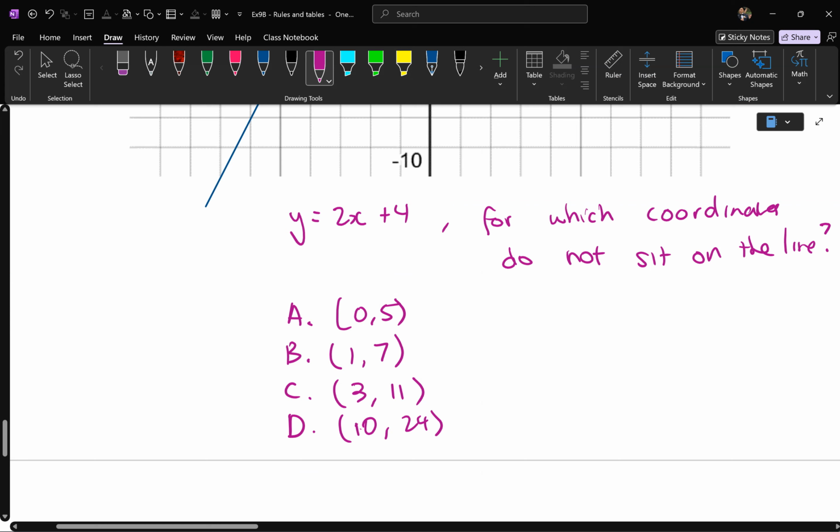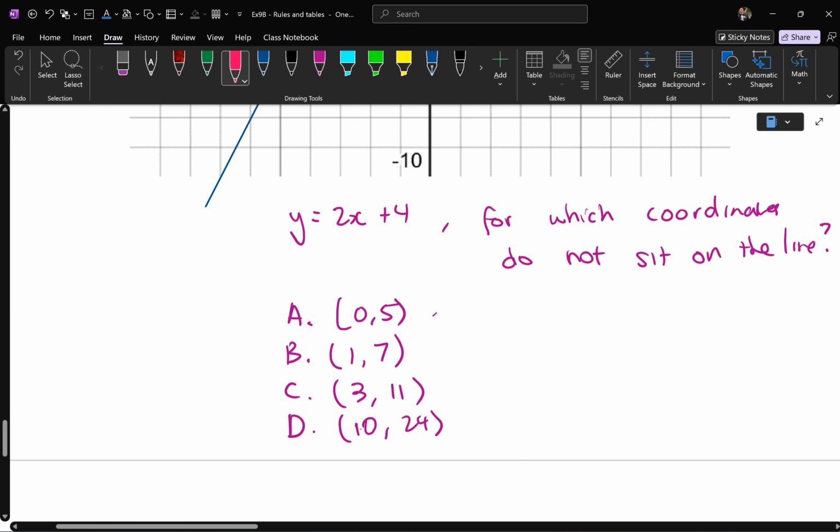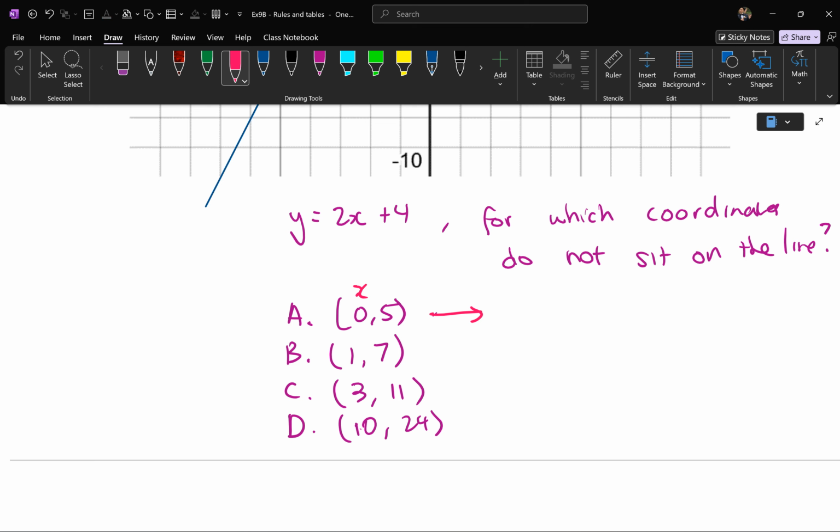So here we go. Let's go back to the question. Here's my rule, 2x plus 4. Does this one sit on the line? You don't need to see a picture. You can follow the rule. This is x. What's double of 0? 0 plus 4? 4. Is that 4? No, so this doesn't sit on the line because it doesn't follow the rule. Check this one. According to the rule, it says double x add 4. 2 plus 4 is 6. So this does not sit on the line.